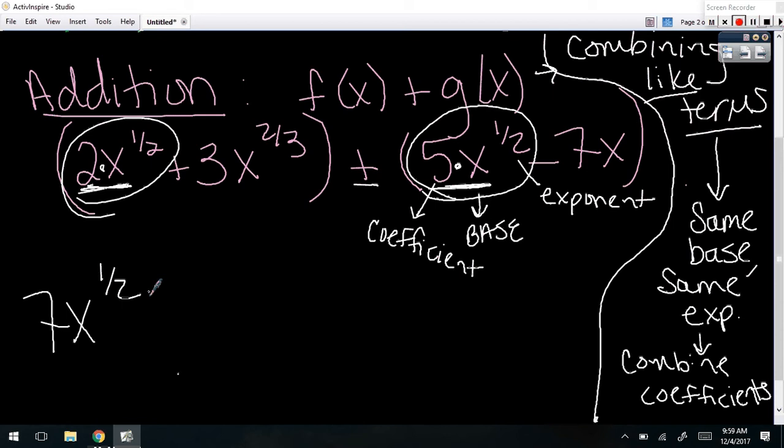Okay. How about the 3x to the 2/3? You bring it down, exactly. There's not another one. If there's not anything to combine it with, you leave it.